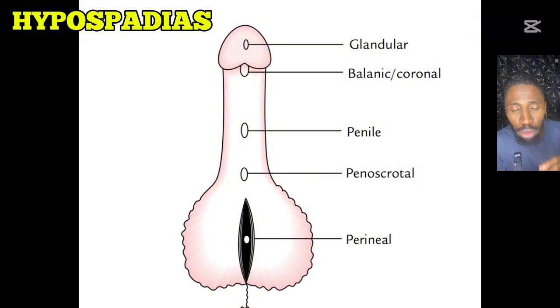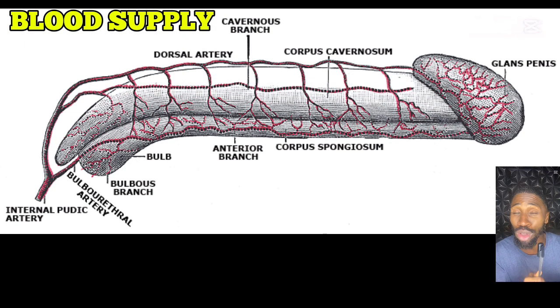If it is open in the middle of the penis, you call it the penile hypospadias, or the penile opening. If it is open at the penoscrotal junction, you call it penoscrotal hypospadias. The last one is the perineal hypospadias, when the opening is in the scrotum. Don't forget. So now we have talked about everything about the urethra.